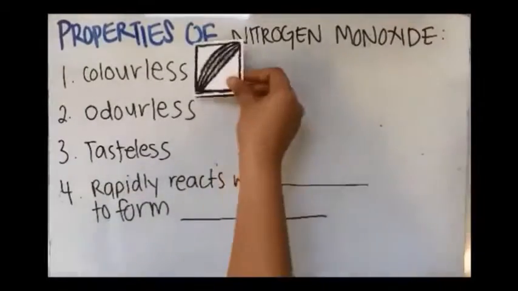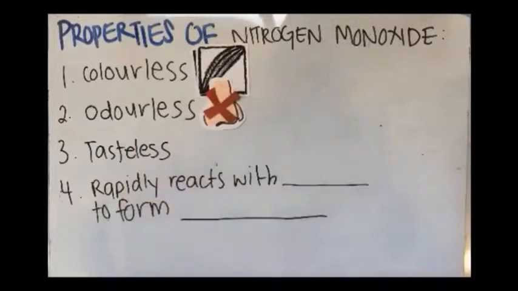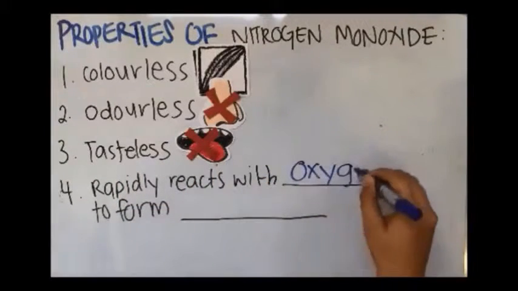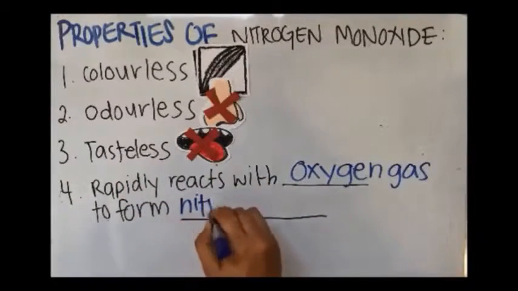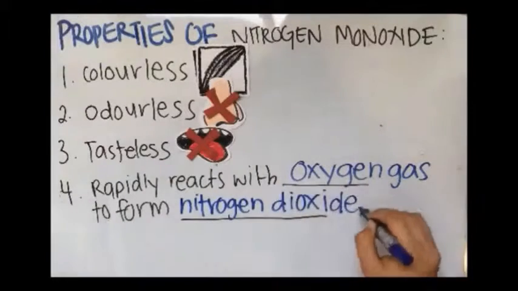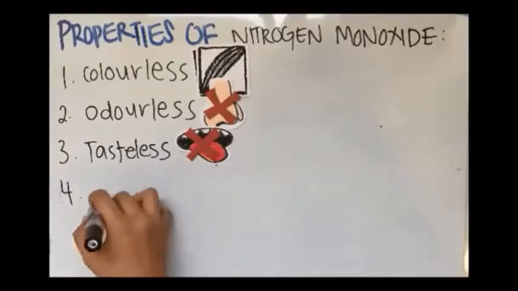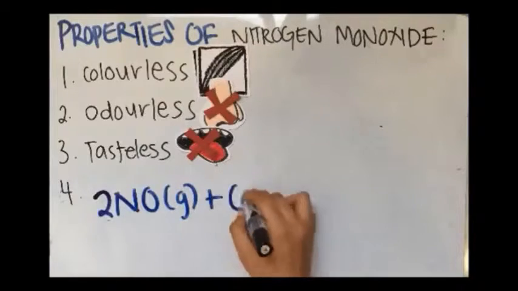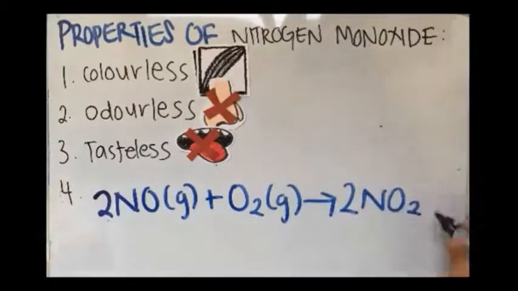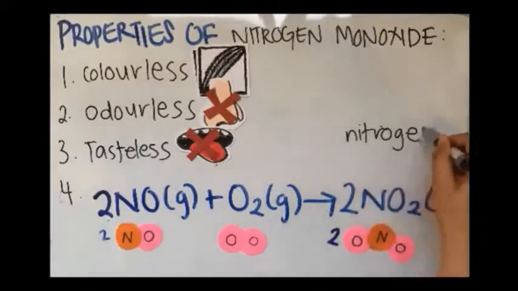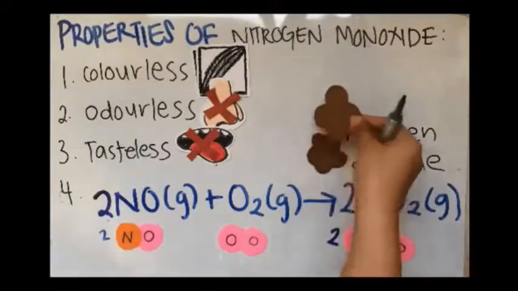Nitrogen monoxide is a colorless, odorless, and tasteless gas. It reacts rapidly with oxygen to form nitrogen dioxide. The balanced equation is written as follows. Nitrogen dioxide is a brown toxic gas with a pungent odor.